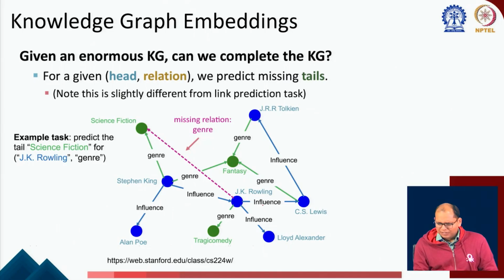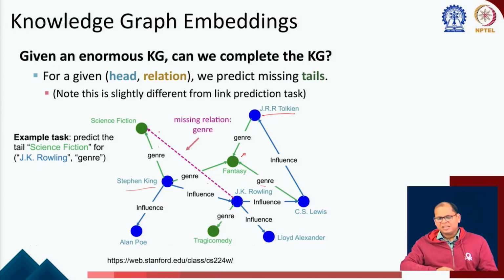So for example, this is fantasy, a genre, and this is J.R.R. Tolkien. So his genre is fantasy, right? And there are various relations like influence. Stephen King influenced J.K. Rowling, and Stephen King's genre is science fiction. What is missing is this one: science fiction as the genre for J.K. Rowling. That is missing, and you want to predict that. This is the node J.K. Rowling, and you want to predict this missing genre, science fiction.